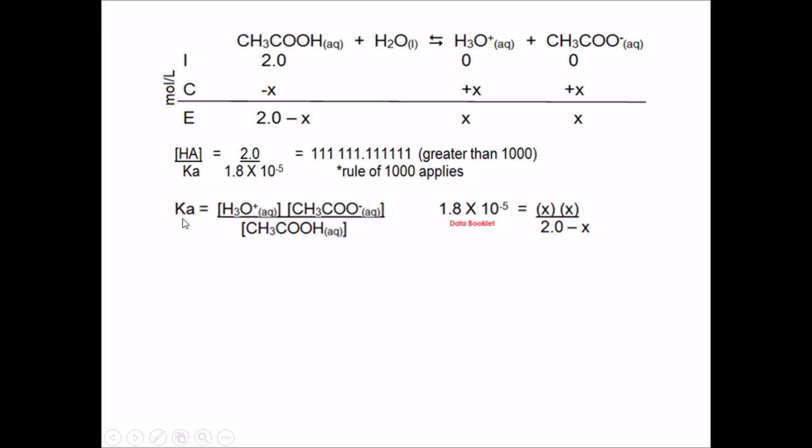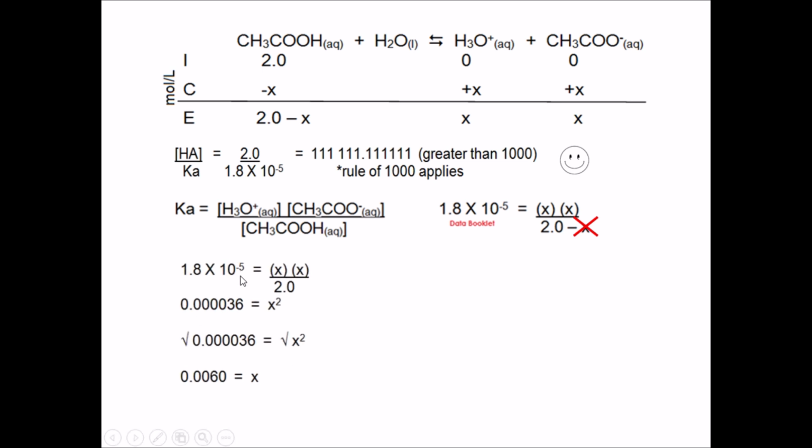When we write the Ka expression, it is again the concentration of the products divided by the concentration of the reactants. Our Ka, 1.8 times 10 to the negative fifth, equals x times x divided by 2.0 minus x. Since the rule of 1,000 did apply, we can remove the minus x from the denominator. This makes the calculation much easier. As a result, when we solve for x, we are left with 0.0060.